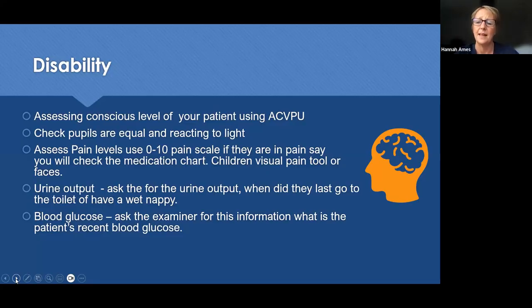You need to ask if they have passed urine. And again, if it's a younger child, you want to confirm that with the parent, or maybe ask if they've had a wet nappy or when the last wet nappy change was. And you need to get a most recent blood glucose. So again, you can ask the examiner for this information. So what is the most recent blood glucose of the child? So anything between 4 to 7 pre-meal and 4 to 9 post-meal.